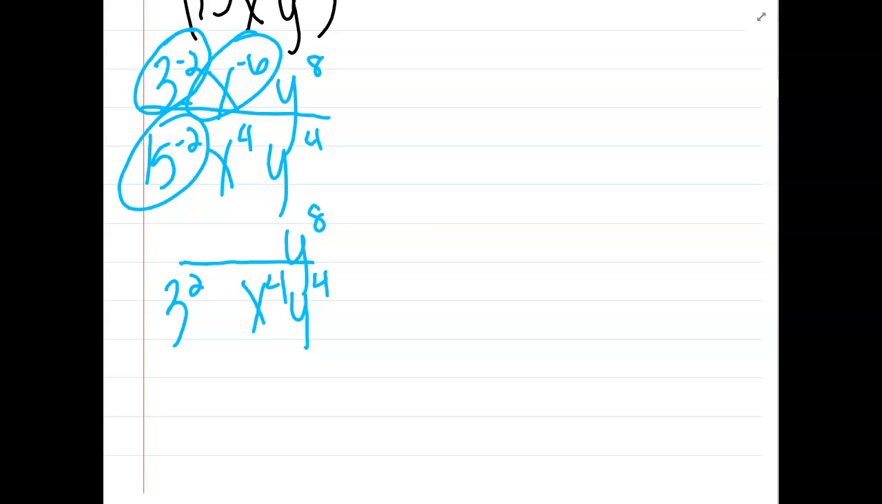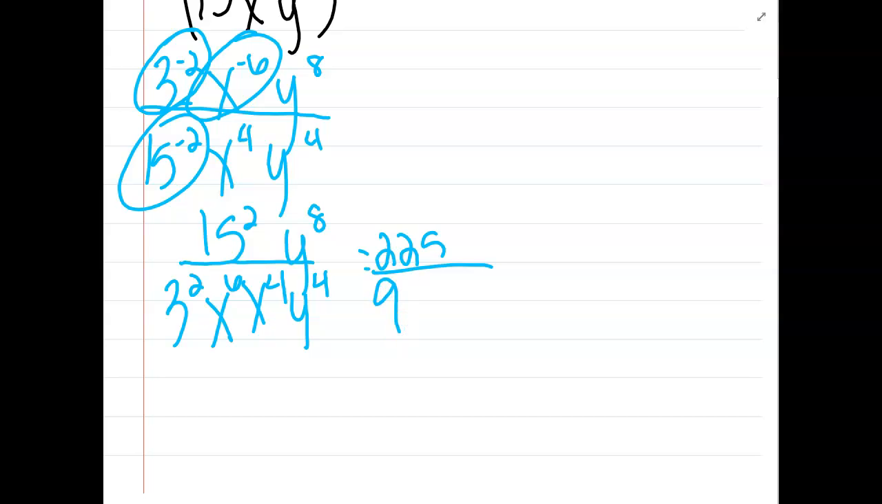The x to the negative 6 flips down to the denominator. Negative 6 becomes a positive 6. And from the denominator, that 15 comes up to the numerator. The negative 2 becomes a positive 2. And then last thing here, 15 squared is 225. In the denominator, 3 squared is 9.